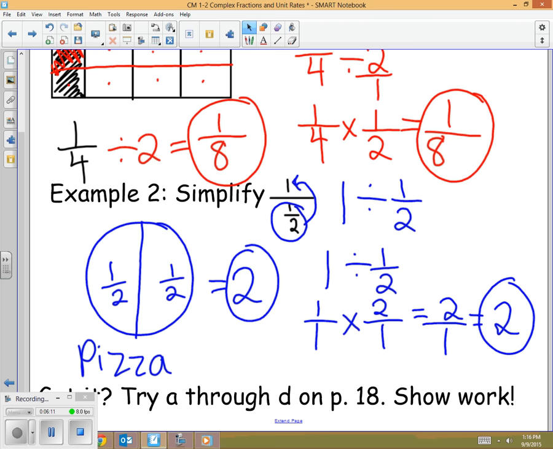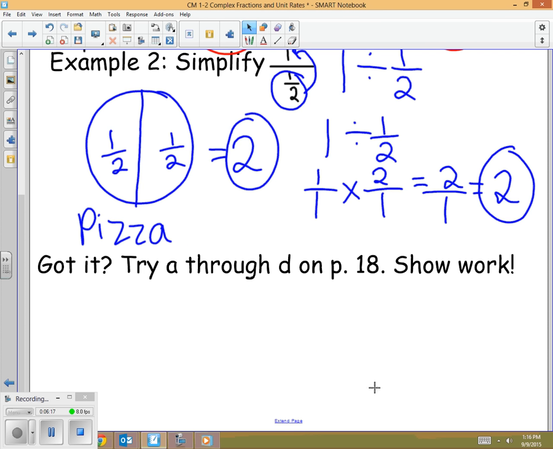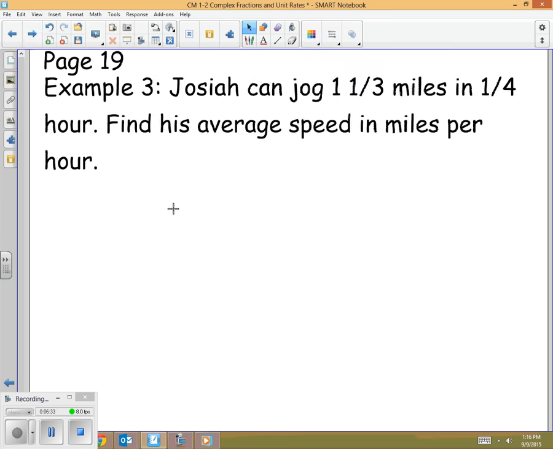Now, for the activity for you, I would like you to try and answer activities A through D on the bottom of page 18. Please remember to show your work. I will be checking your work tomorrow in the margins of your pages, so please show me that you've worked on it. Moving on to example 3.